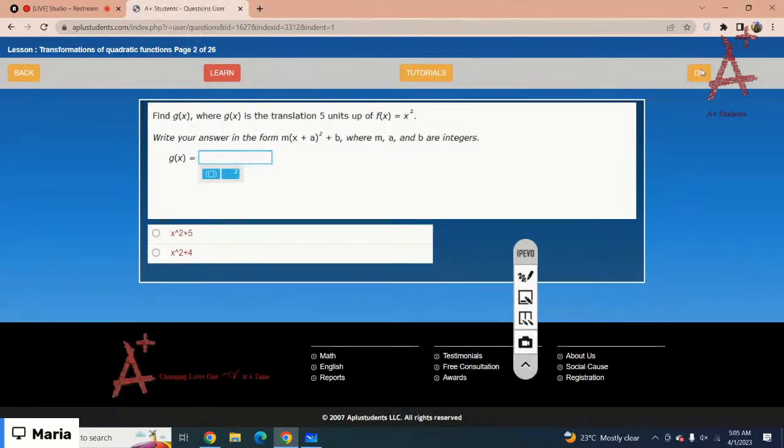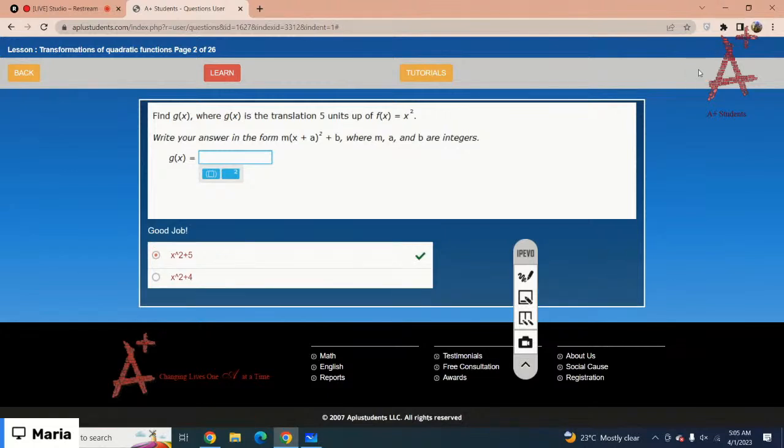Okay, the next one is find g of x, where g of x is the translation of f of x equals x squared. So again, you have to translate up. So to translate up, that means you have to add. So it would be option number 1, x squared plus 5, is the correct option. Got it? So just select the correct option and click on the OK button.